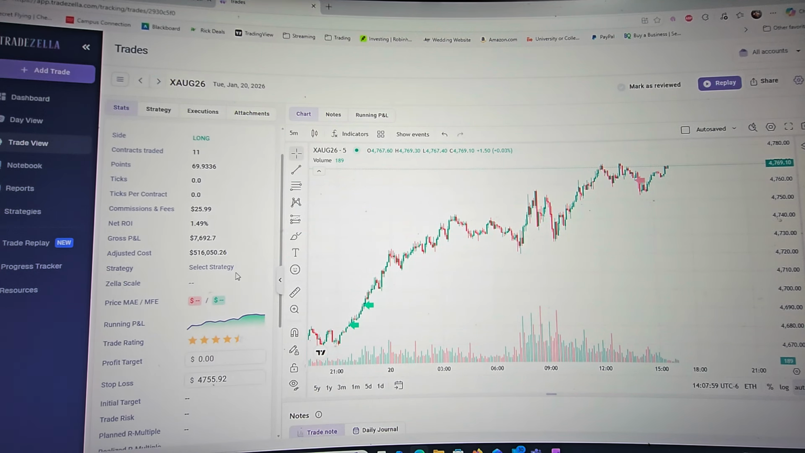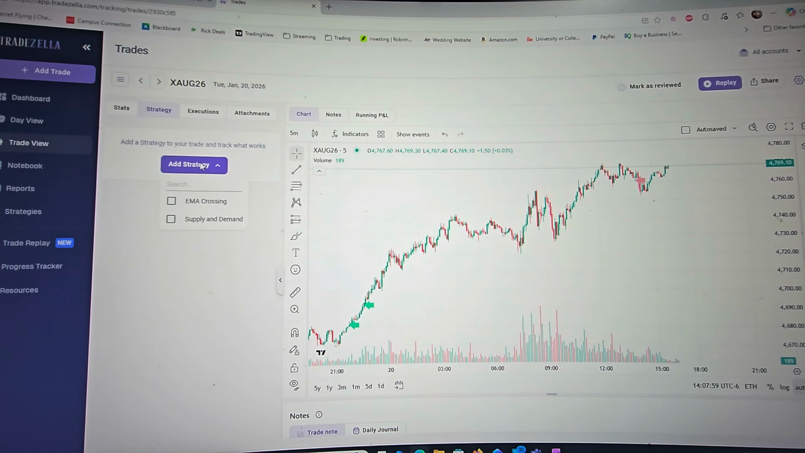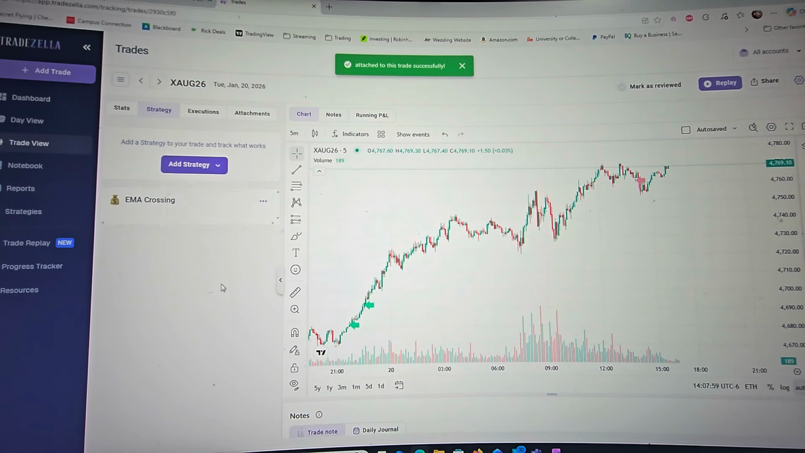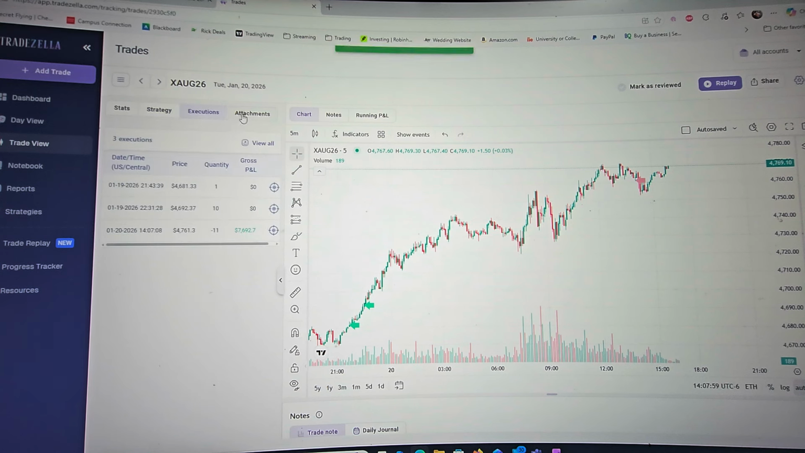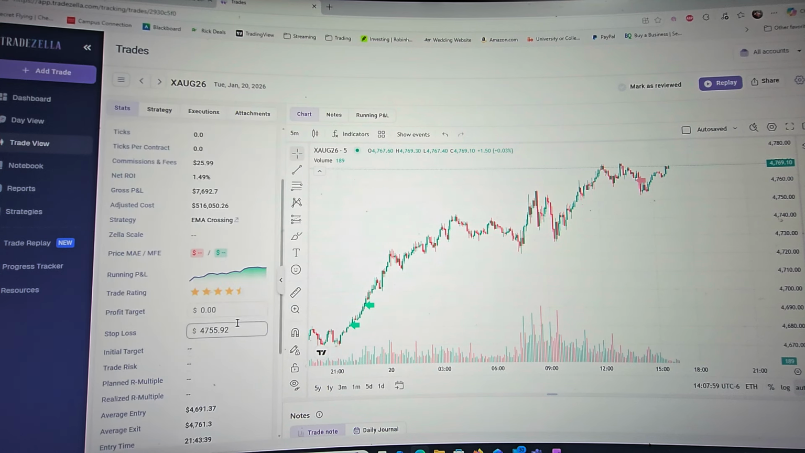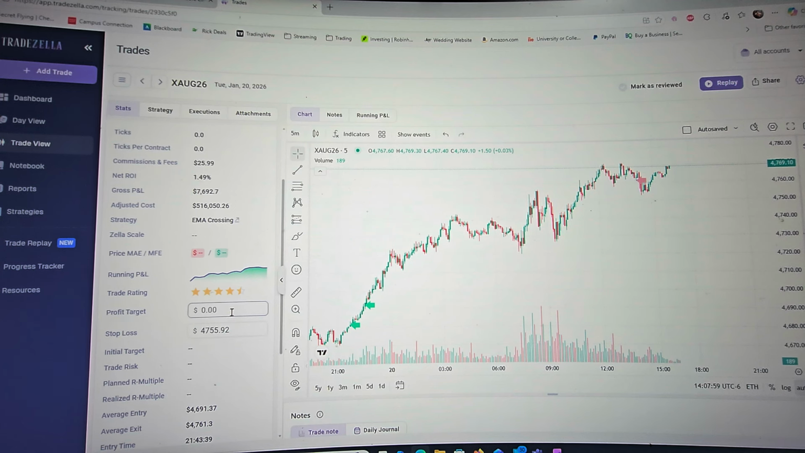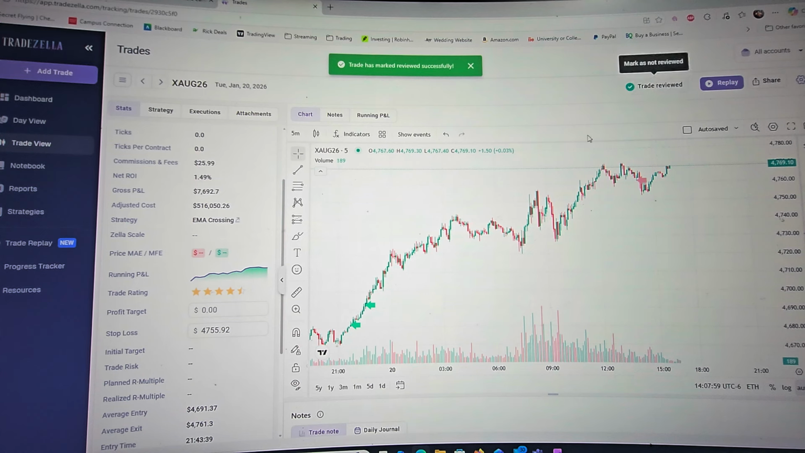Strategy, what strategy did I use? Was it the EMA crossing? Yeah, it was the EMA crossing. And executions, attachments. So yeah, this is done. Our profit target was, I'll mark this as complete. Trade reviewed.